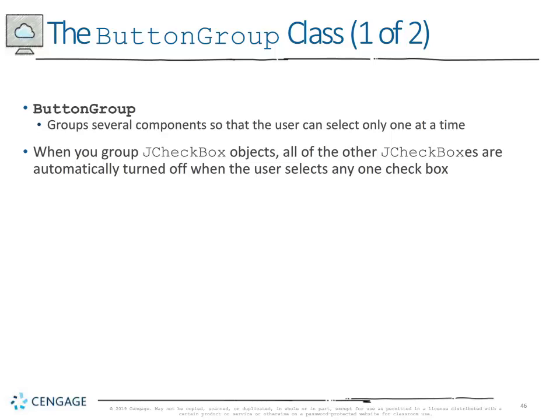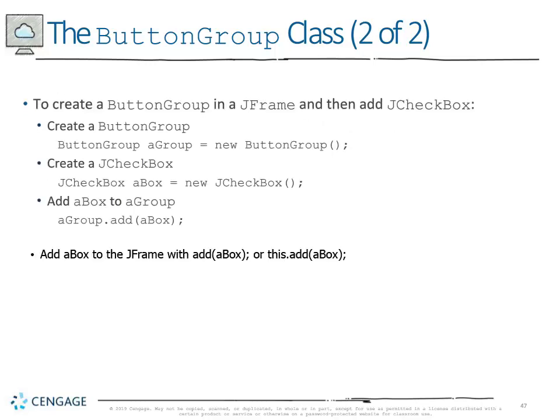Sometimes you want options to be mutually exclusive. That is, you want the user to be able to select only one of several choices. When you create a button group using the ButtonGroup class, you can group several components, such as JCheckBoxes, so a user can select only one at a time. When you group JCheckBox objects, all of the other JCheckBox objects are automatically turned off when the user selects any one checkbox. To create a button group in a JFrame and then add a JCheckBox, you perform four steps.